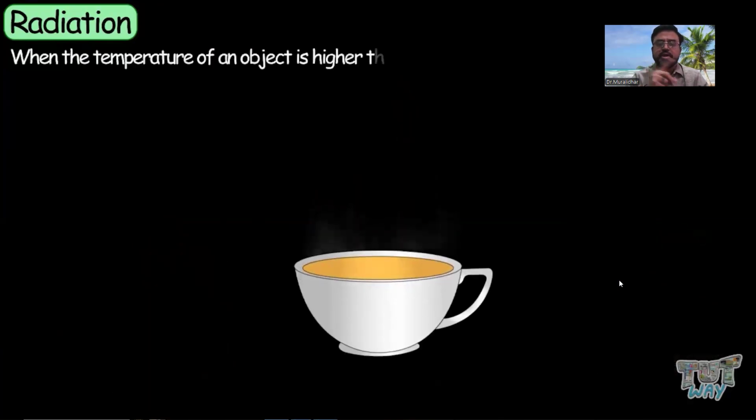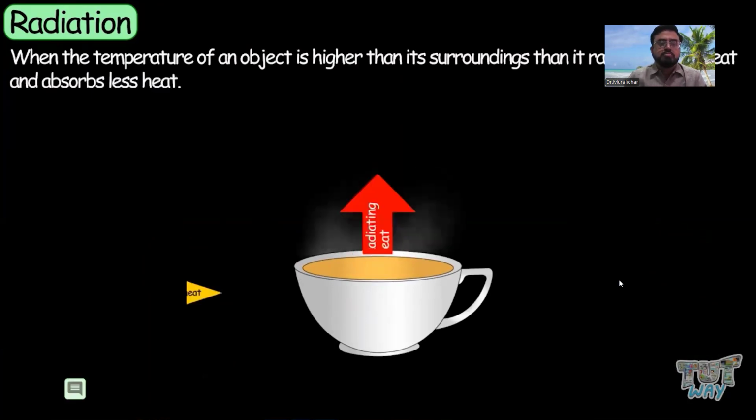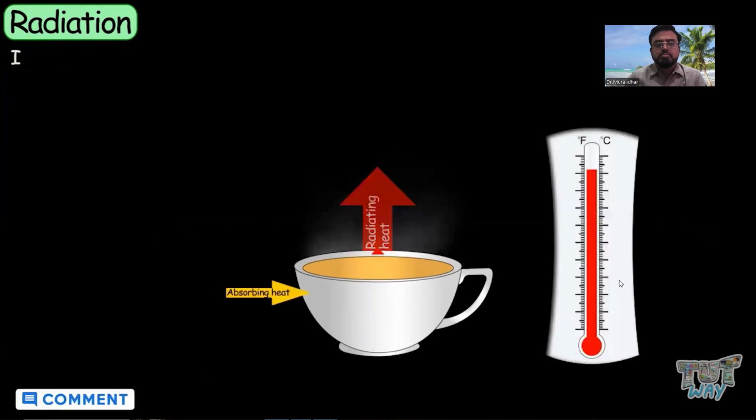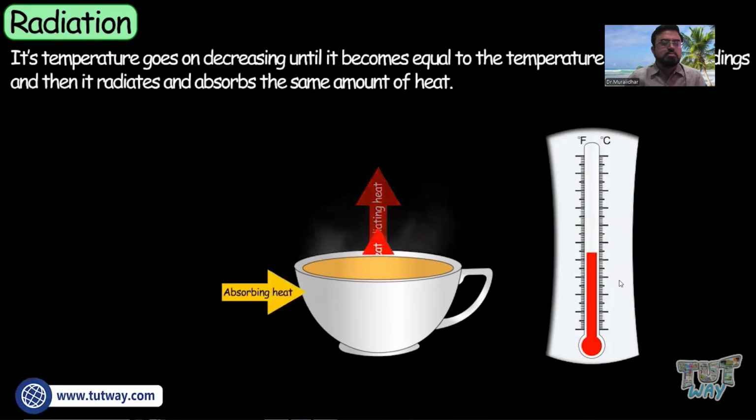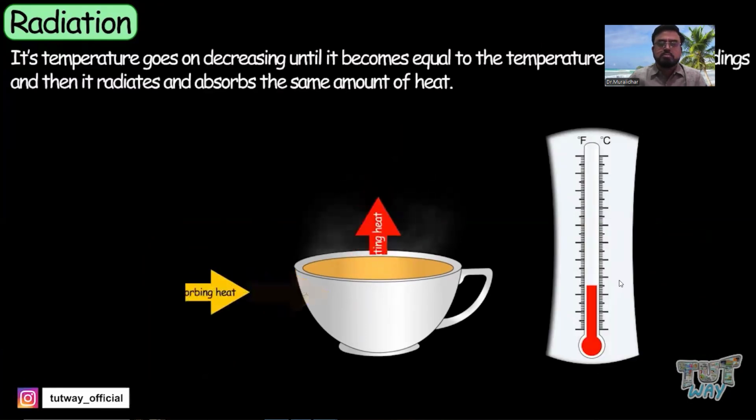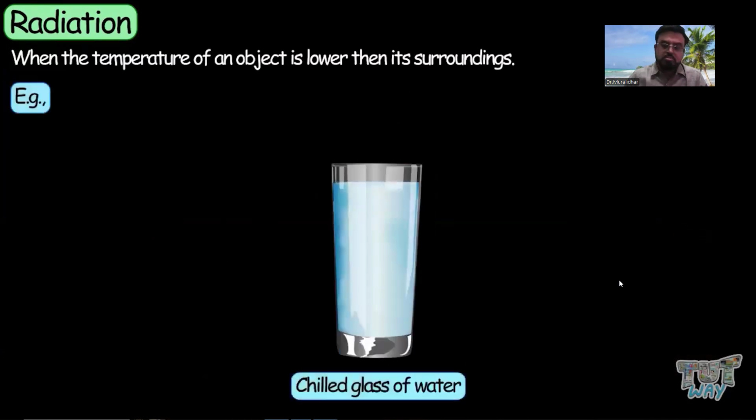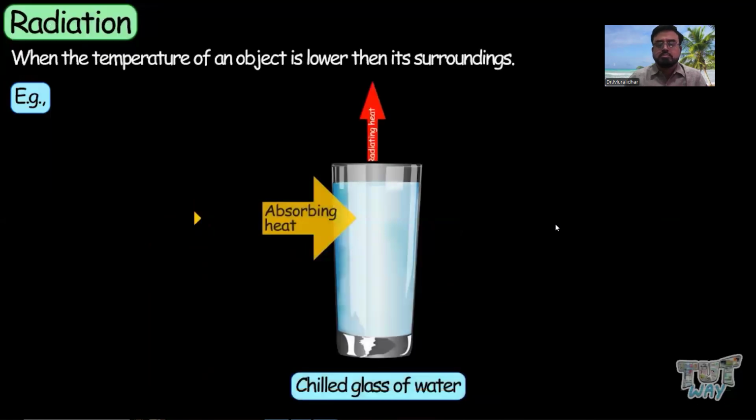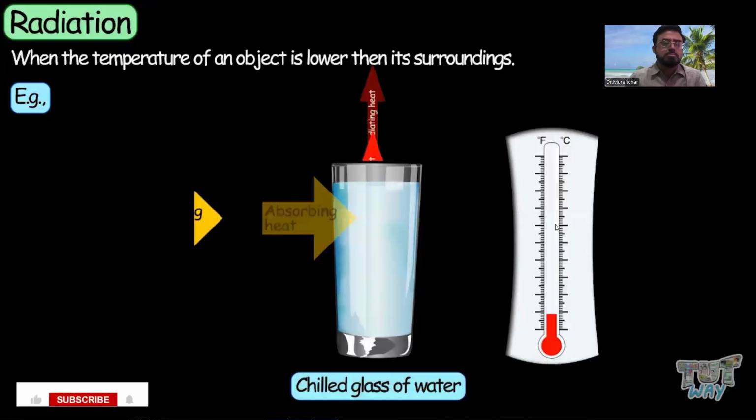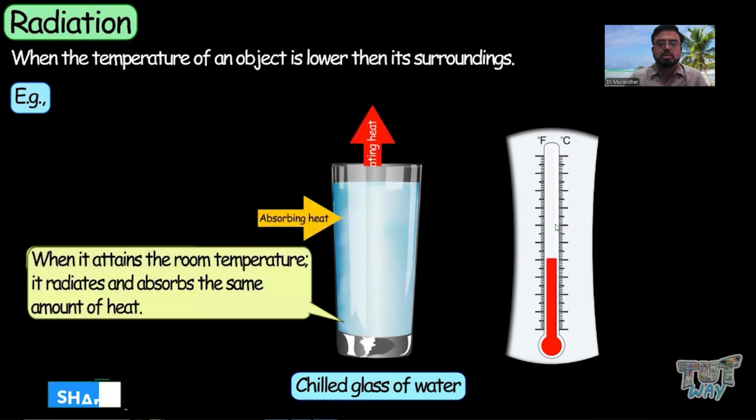When the temperature of the object is higher than its surroundings, then it radiates more heat than the heat that it is absorbing. And as a result, its temperature keeps on decreasing until it becomes equal to the temperature of its surroundings. And then it radiates and absorbs the same amount of heat. And when the temperature of an object is lower than its surroundings, for example, a chilled glass of water, then it absorbs more heat than the heat that it radiates, and as a result, its temperature keeps on increasing until its temperature becomes equal to the temperature of its surroundings, and in that case, it radiates and absorbs the same amount of heat.